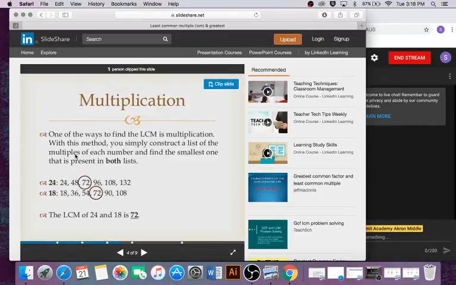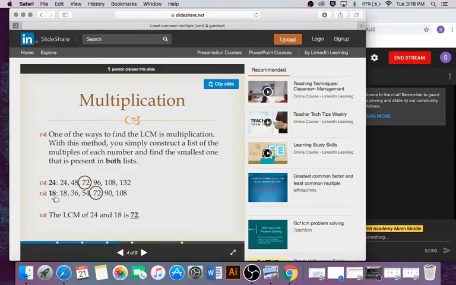So when we use multiplication, we start with our numbers and we do multiples of them. So if our number was 24, 24 times 1 is 24. 24 times 2 is 48. 24 times 3 is 72. 24 times 4 is 96. 24 times 5 is 120. 24 times 6 is 144.